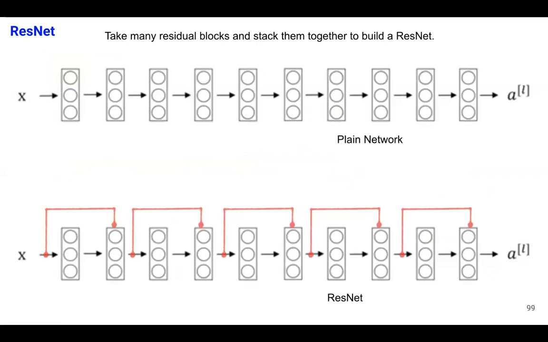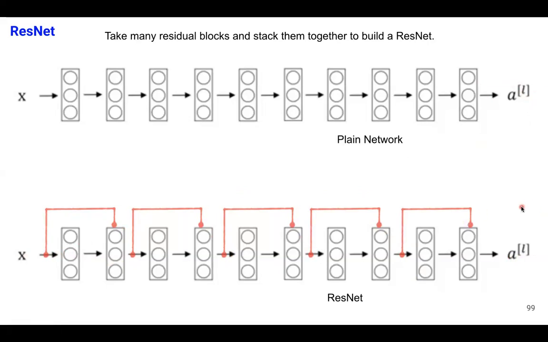So just to draw the whole network here, how a ResNet might look. You have the input X. This is for a plain network. You have the input X, and then you have many layers, and then you output A^L at some point. But for ResNet, you have that thing. Additionally, you have this skip connection. You have repeated residual blocks that make a ResNet.